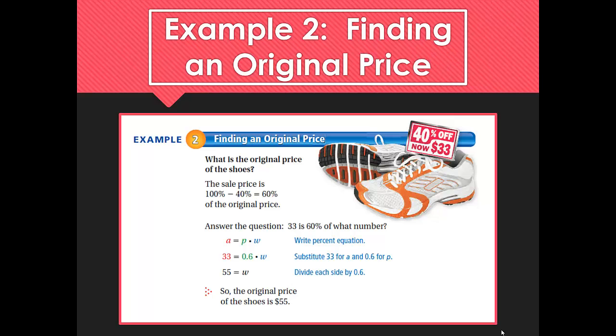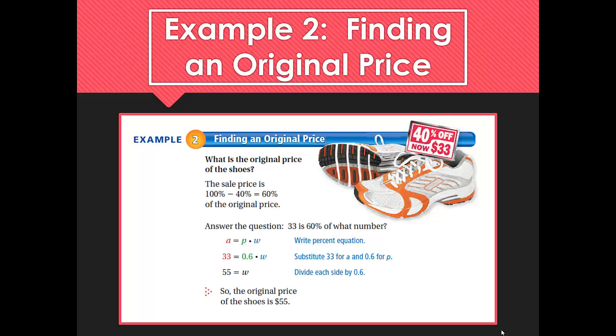The sale price is 100% minus 40%, or 60% of the original price. So we want to answer the question, 33 is 60% of what number? So we'll use our percent equation, A equals P times W. Our percent was 60%, and so we substitute in 0.6, which is 6/10, the same thing as 0.60 or 60 hundredths. We don't know the whole, that original price, but we know our sale price was 33.